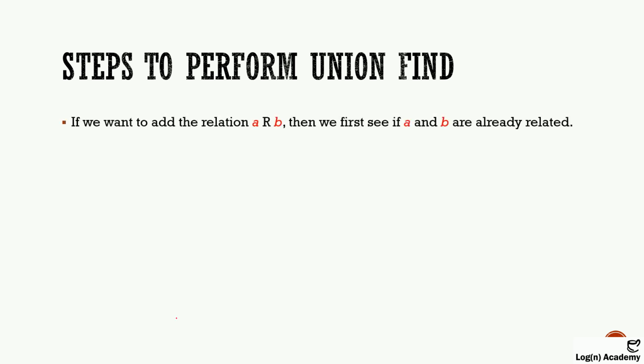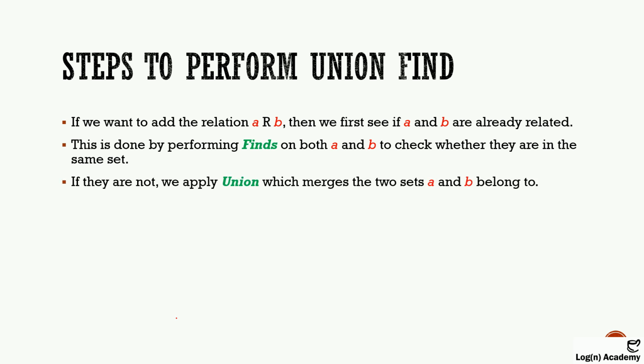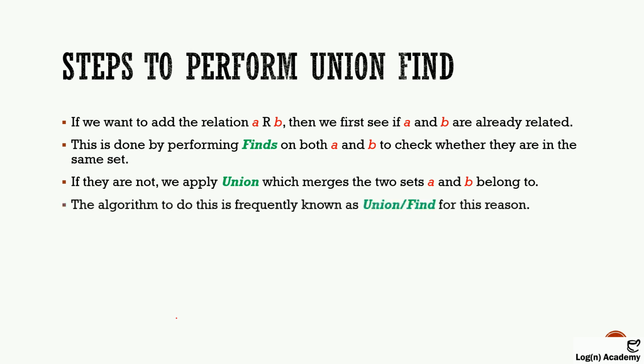If we want to add the relation A relation B, then we first see if A and B are already related. First, we need to check, are these already related? Then we would not perform any operation. Otherwise, we will union them. This is done by performing find on both A and B to check whether they are in the same set. Remember, we did this operation in the previous slide. If they are not, we apply union, which merges the two sets A and B belong to.